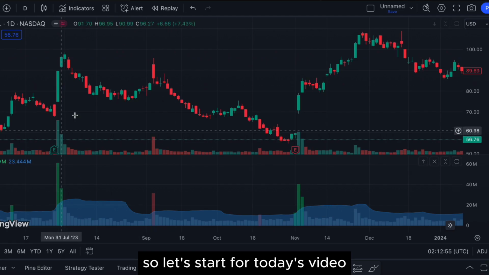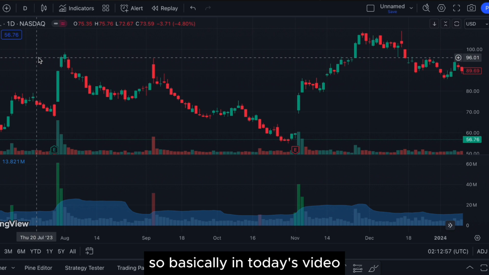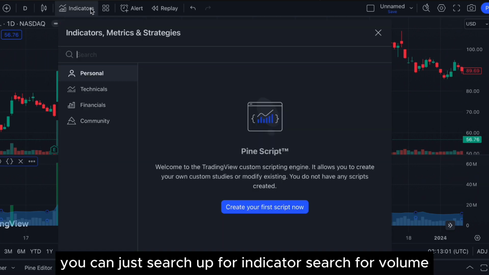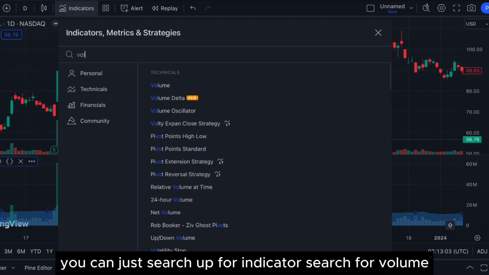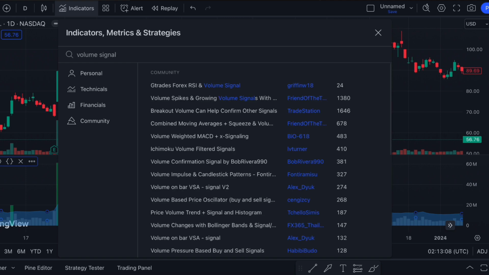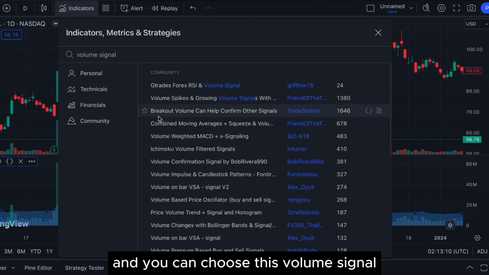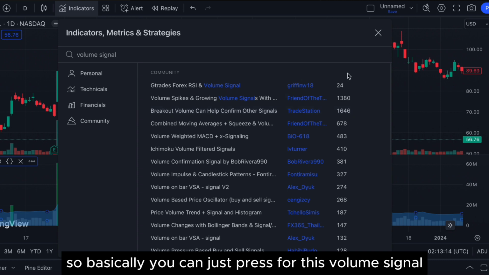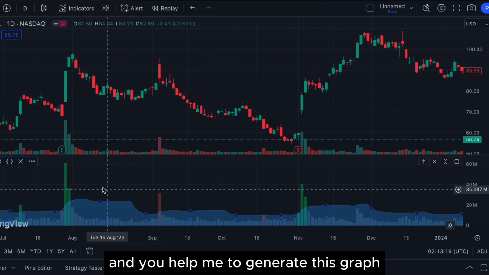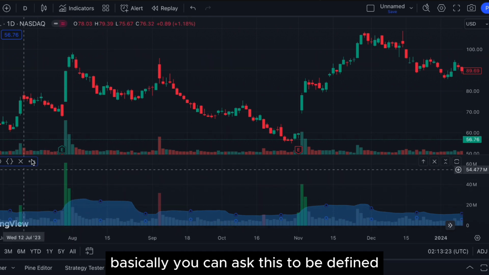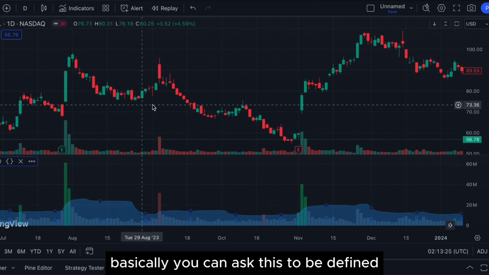So let's start today's video. Basically in today's video, we are using this indicator. You can search for indicator, search for volume signal, and you can choose this volume signal. Breakout volume can help confirm other signals. So basically you can just press this volume signal and it will help you generate this graph. Basically you can ask this to be defined.